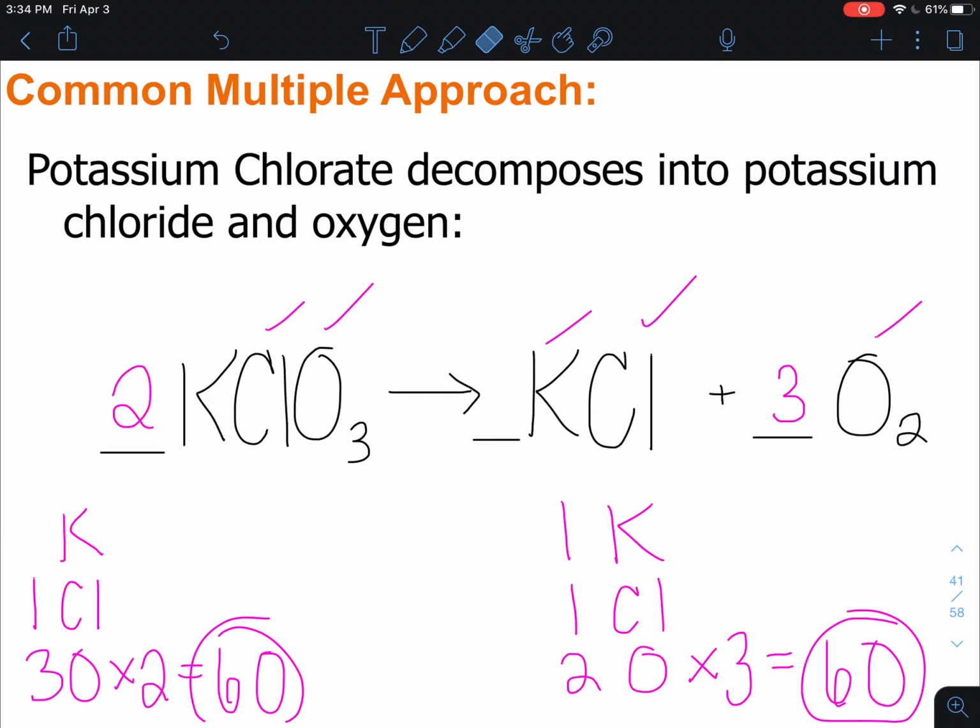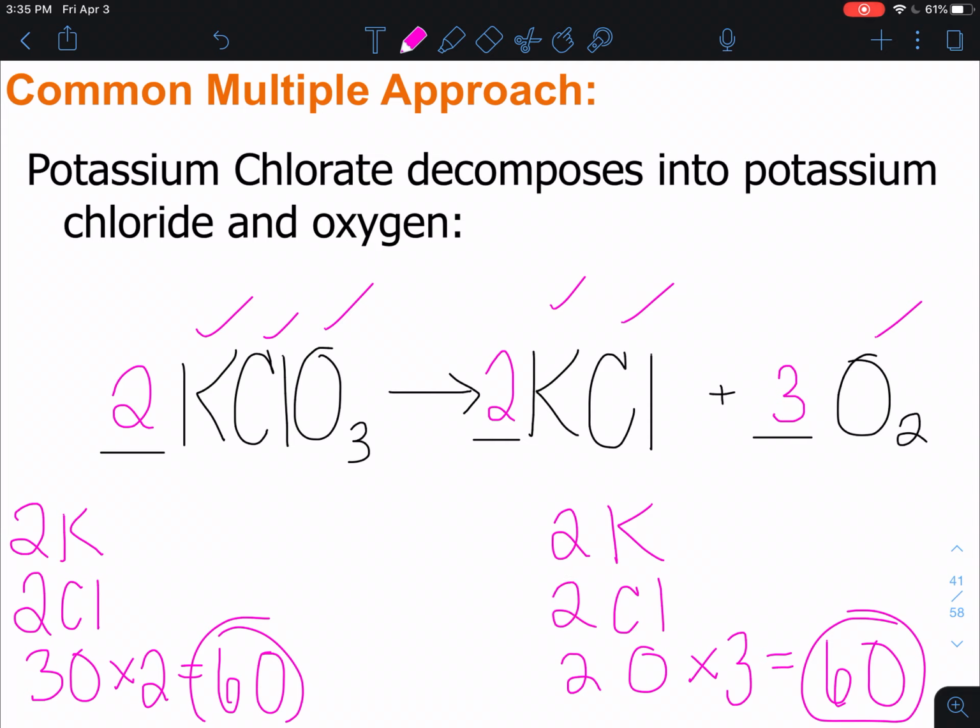Going back to the potassiums, my potassiums are out of whack. Now I have 2 potassiums here, so I'm going to have to put a 2 here. Right, so now my potassiums are good. And chlorine, same for the chlorine. Now I have 2 chlorine, and now I also have 2 chlorine. So I actually don't have to do anything else. So chlorine is now good.